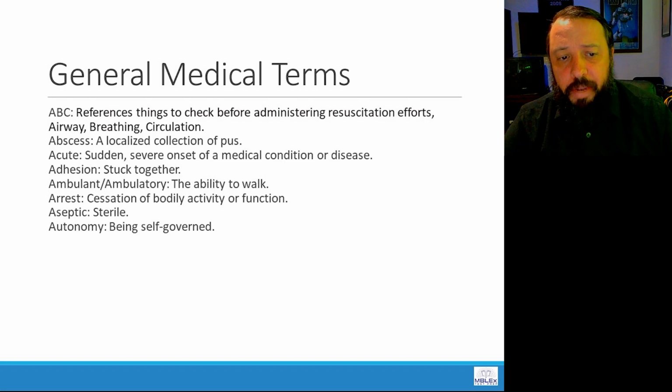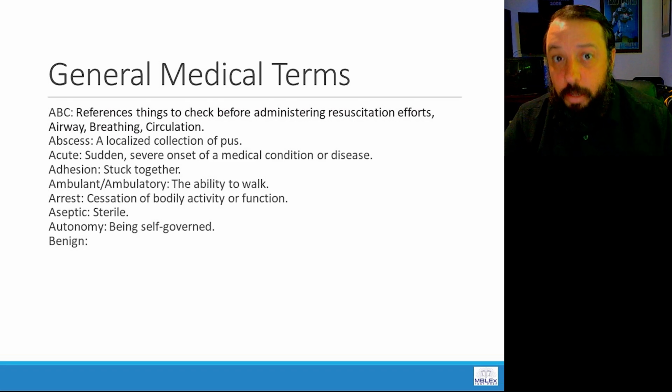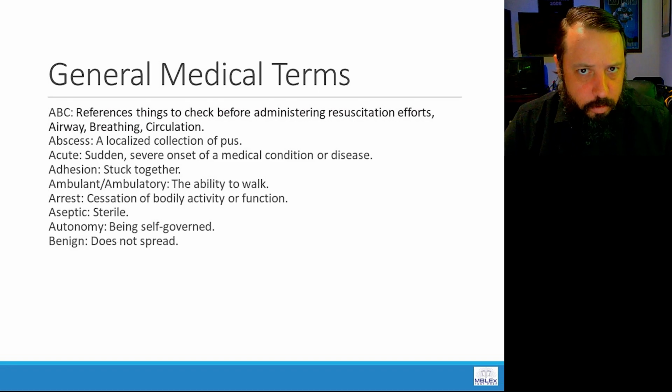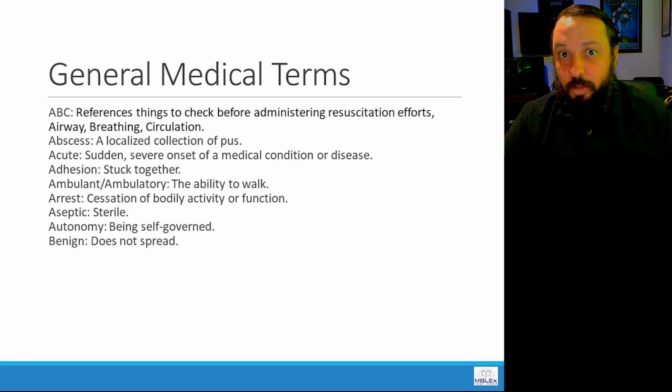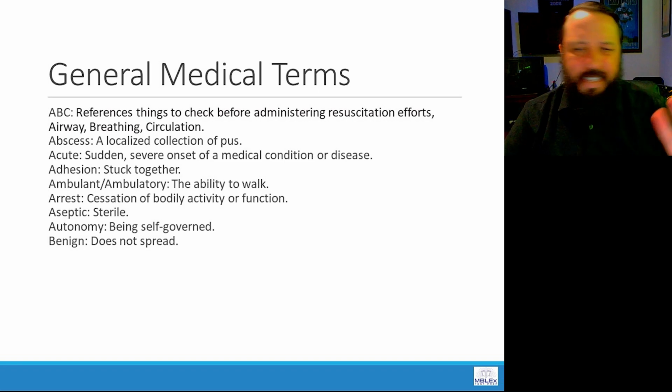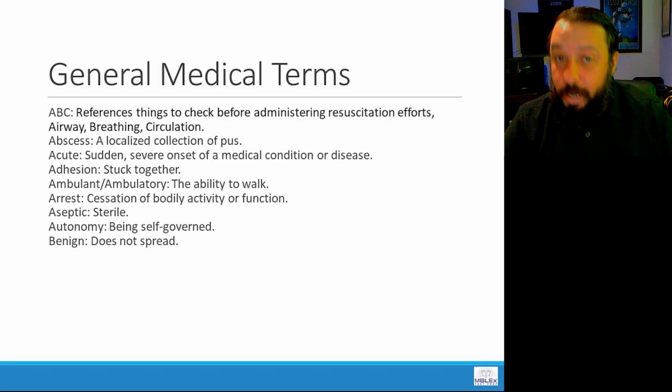Okay. Moving on, benign. So a benign tumor is a tumor that does not spread. Okay, so something like a lipoma is a benign growth. A mole is typically a benign growth. When it starts to spread, that's when it becomes malignant. But skin lesions on your body, like moles, like freckles, those are typically benign. They do not spread. They do not affect other parts of the body. Okay, so benign does not spread.